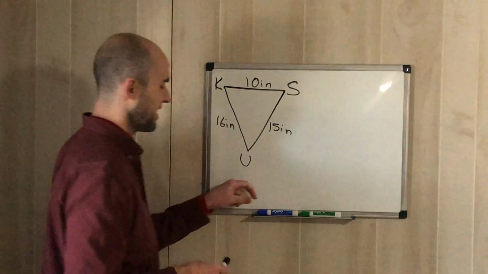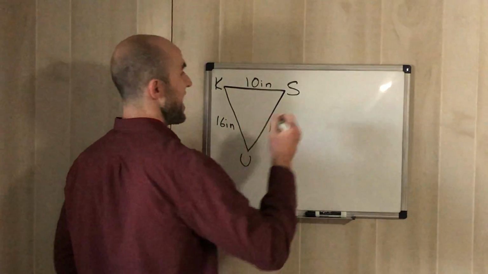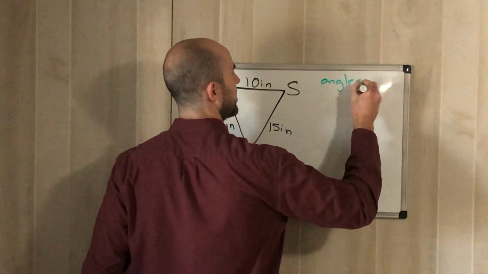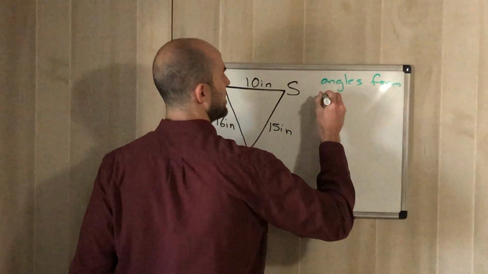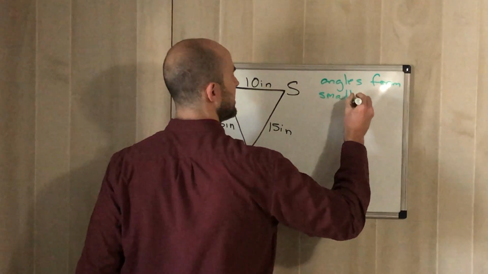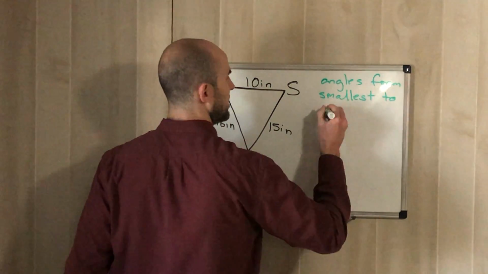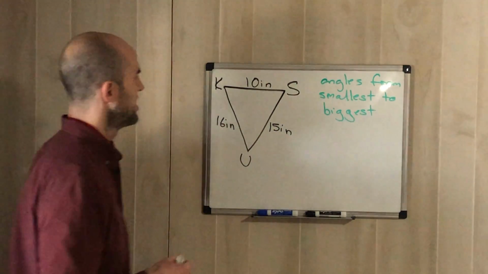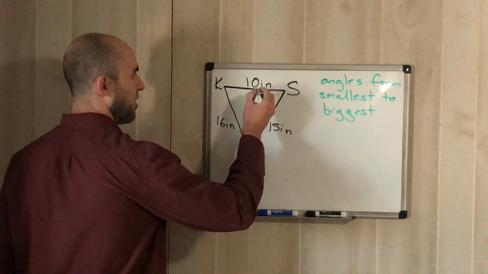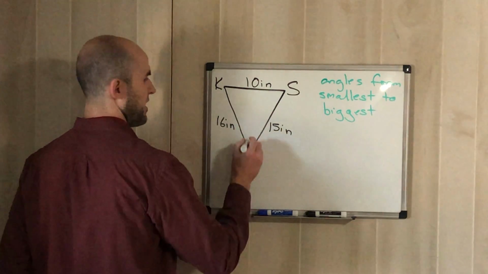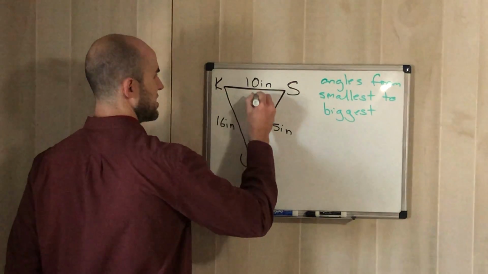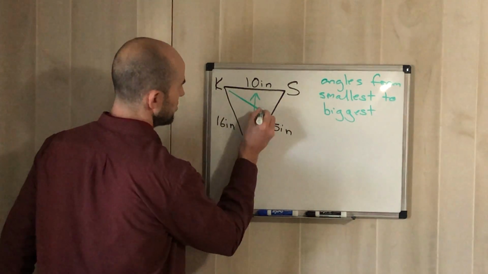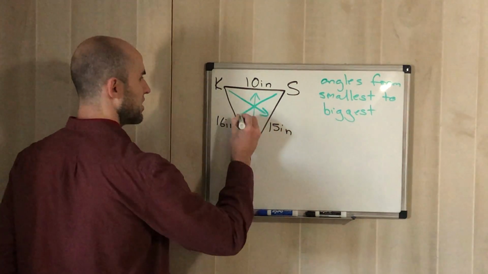Now we want to list the angles from smallest to biggest. So before we were listing sides, now we want to list angles, right? So let's look at it, same idea. We know it's always the opposite. So we know that the U goes to the 10. We know that the K goes to the 15, and we know that the S goes to the 16.